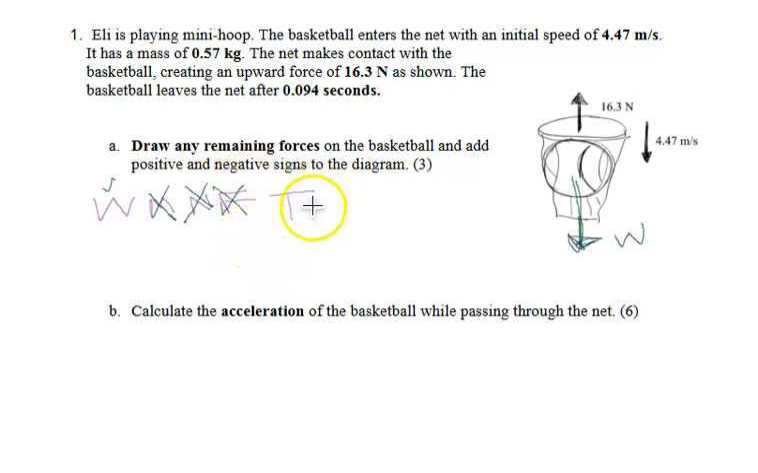And there's no rope, so there's no tension, although you could say that this 16.3 newtons was caused by the tension in the ropes of the net. But anyway, that's the upward force of the net. Okay, so you really just got 3 points for knowing that there was weight and there were no other forces.